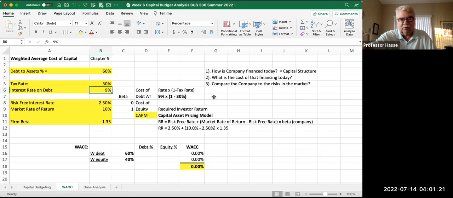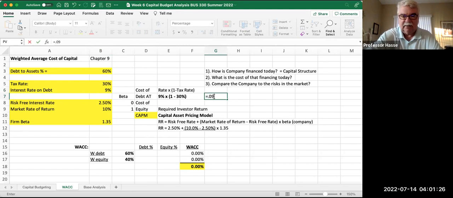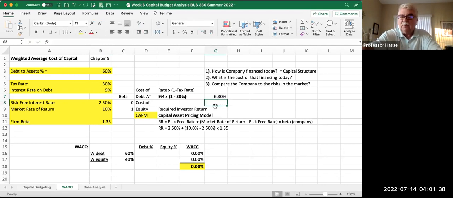So if we put that into an equation, we would put equals 0.09 and then multiply that times 1 minus 0.3 or 30%, which is 70%. So times 0.70, and we would get 6.3%. That's our after-tax cost of debt. That 6.3% would go down here.